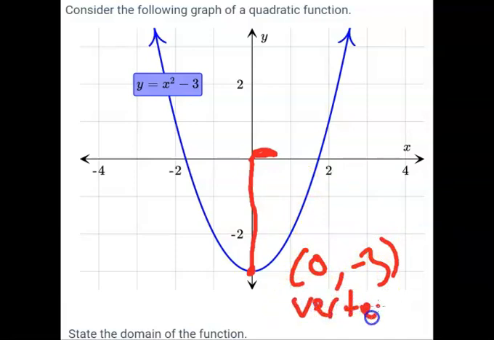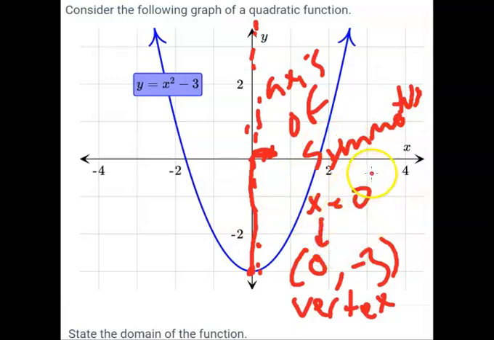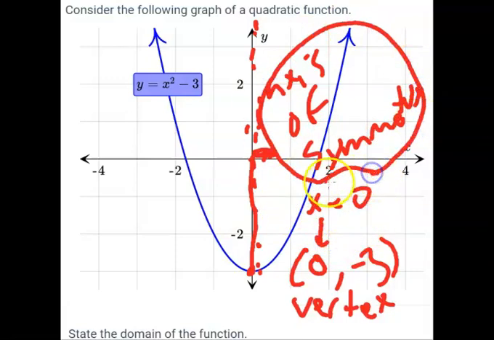This is my vertex. My axis of symmetry is this line right here in the middle. It goes to the vertex. So this is my axis of symmetry, and it's just x equals 0. It's x equals whatever that x coordinate of the vertex is. Always going to be the same thing. Whatever that x coordinate of the vertex is, the axis of symmetry is always going to have the same number.